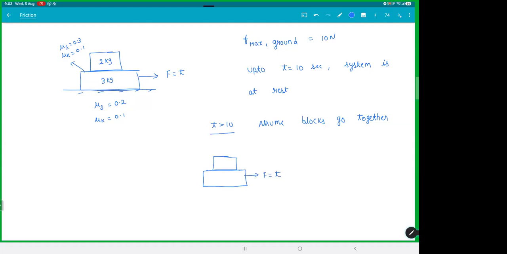This is F is equal to T. This is where you have to be careful. Now since it is slipping, the friction is Fk. It is not Fs anymore. And the value will be 0.1 into 50, which is 5 newtons. The moment it is going to slip, the friction value will change. So this will be t minus 5 is equal to 5 into acceleration. We get acceleration is t by 5 minus 1.